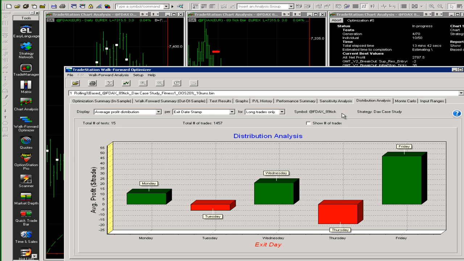The one thing to be a little bit careful of is you don't want to over-optimize your strategies. That's the worst thing you can do. So you still got to be mindful of the fact that you have a system, it's trading. You've got to just be careful not to over-optimize.